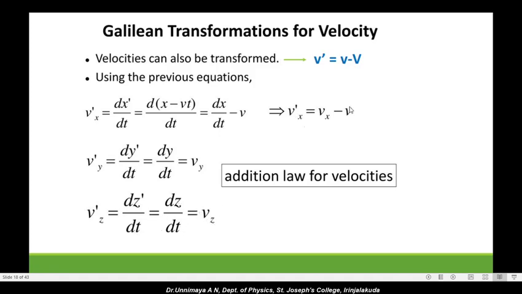So v prime is equal to v minus capital V is the general Galilean transformation equation for velocity in terms of the three coordinates x, y and z. We can represent the transformation equations as Vx prime is equal to Vx minus V, Vy prime is equal to Vy, Vz prime is equal to Vz.